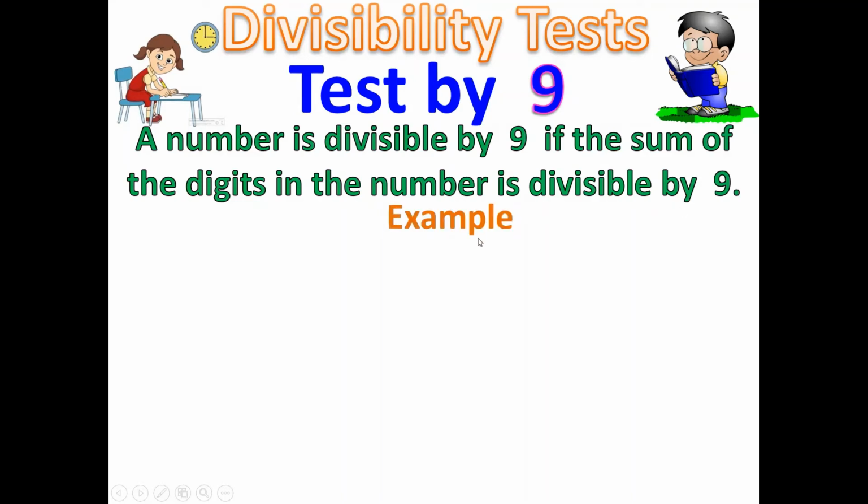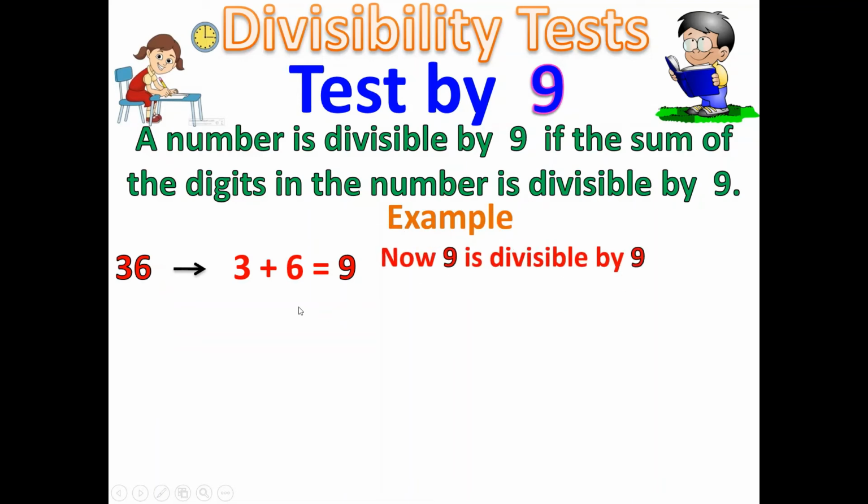Now we go on to the example. Now 36. 3 plus 6 is equal to 9. Same as in the 3 divisibility test, where we add the digits, we have to do the same here in the 9 divisibility test. Now we add 3 plus 6 is equal to 9. So 9 is divisible by 9. Hence 36 is divisible by 9.